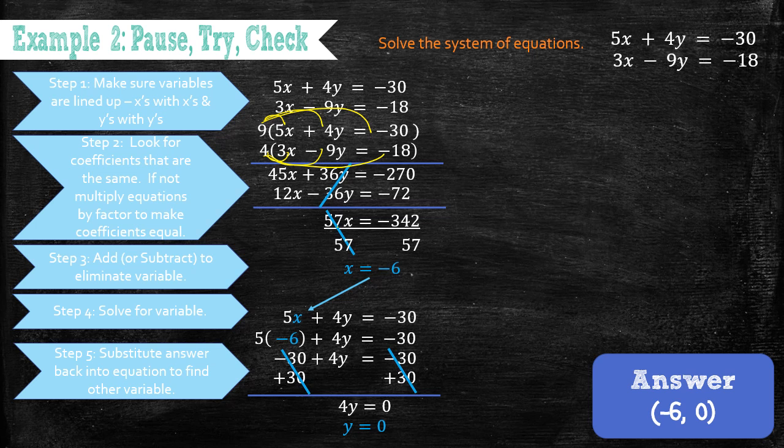If you were to graph the system, you would see that that's the point of intersection. You could also check your work by plugging your answer back into your equations to make sure that they're both true. As long as they're both true, you know you've solved the system correctly.